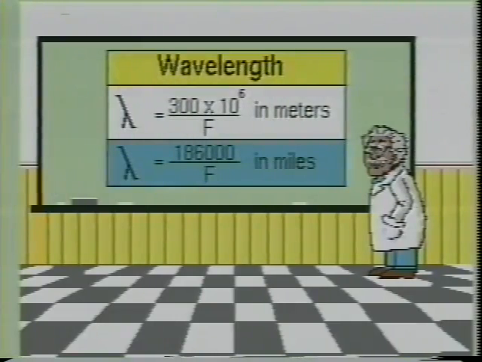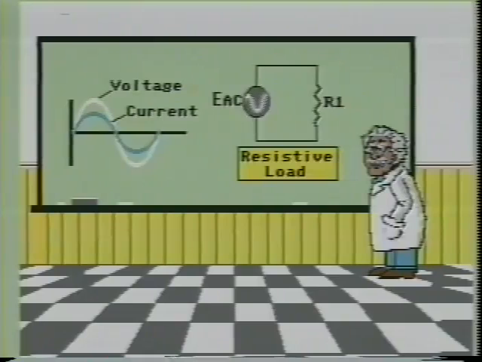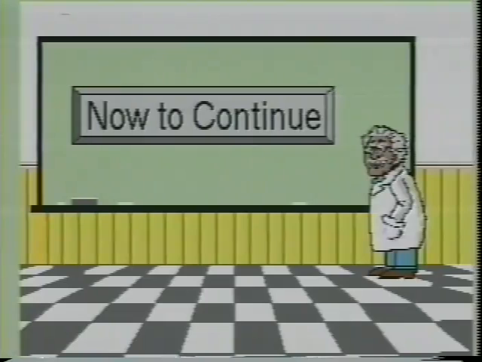The wavelength of a signal is the actual physical length of one cycle in space. The wavelength can be calculated in meters or miles. The higher the frequency, the shorter the wavelength. You have also seen in a purely resistive circuit that current and voltage are in phase. We will now continue instruction in alternating current.